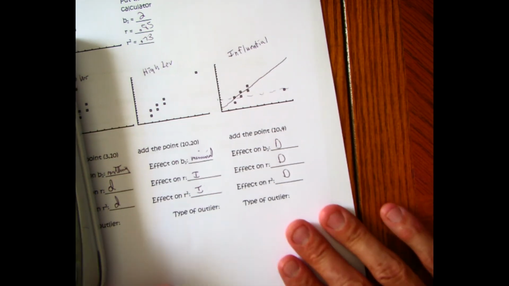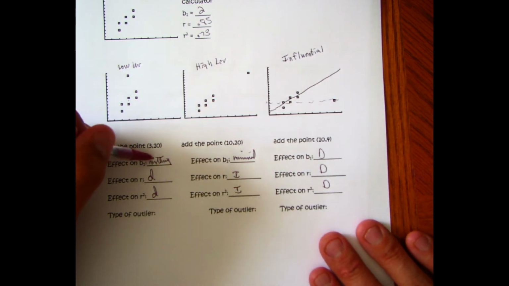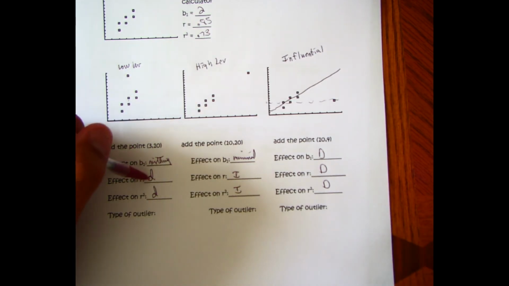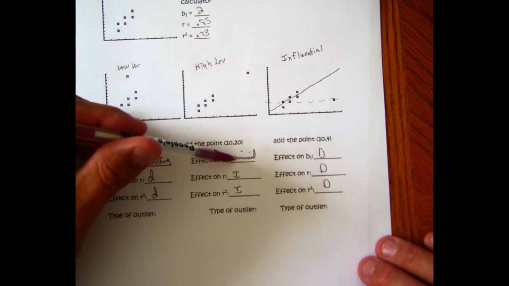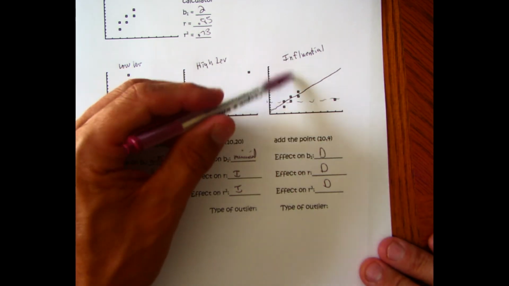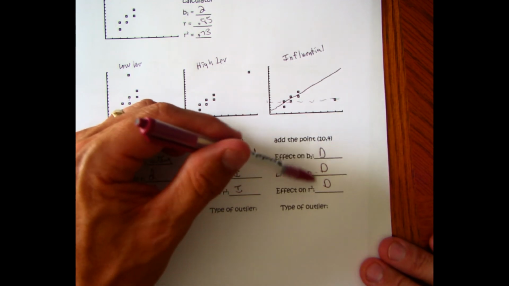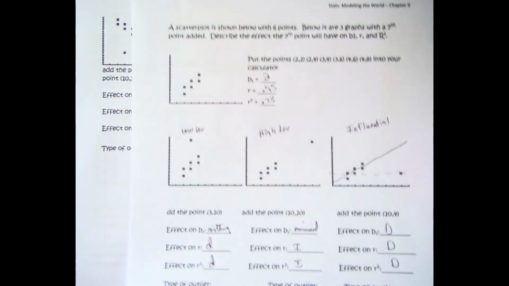Okay. So those are your three different types of outliers. Low leverage: minimal effect on the slope, will have a slight impact on correlation and r squared. Your high leverage point: minimal effect on the slope, but will strengthen the correlation and always increase r squared. And then the influential point, in this case, decrease the slope, decrease the correlation, and decrease r squared.